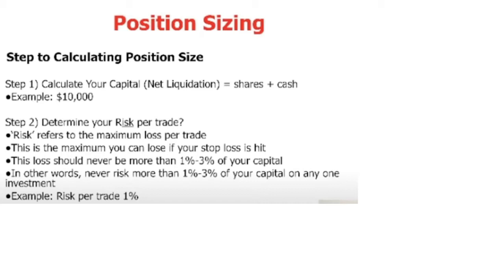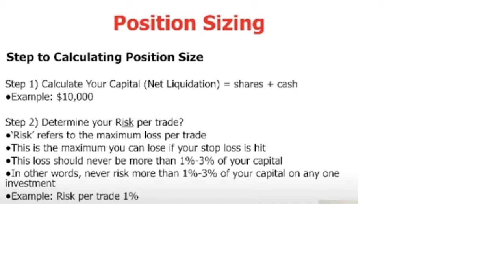How do we determine our risk per trade? How are we going to determine what we're going to risk per trade that we take, right? It's not going to just be a random distribution of risk. So risk refers to the maximum loss per trade, right? This is the maximum you can lose if your stop loss is hit. This loss should never be more than 1% to 3% of your capital. In other words, never risk more than 1 to 3% of your capital on any one investment.